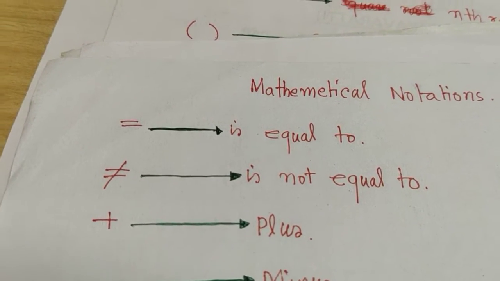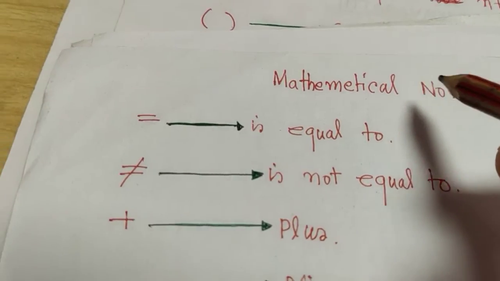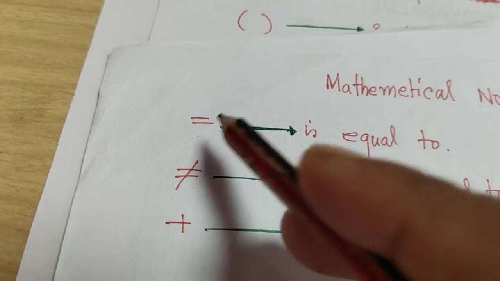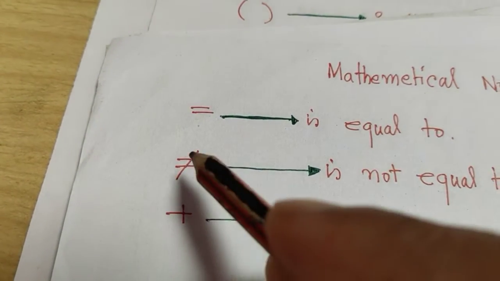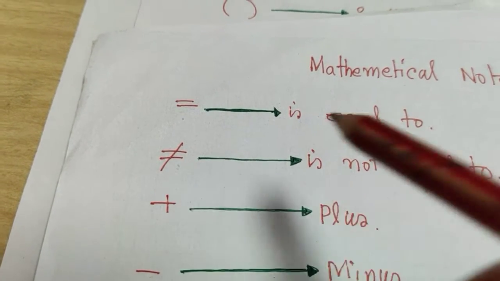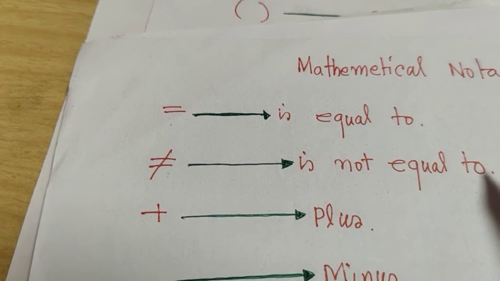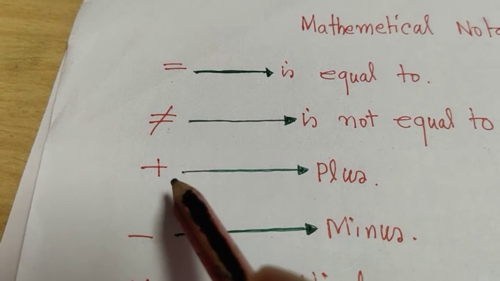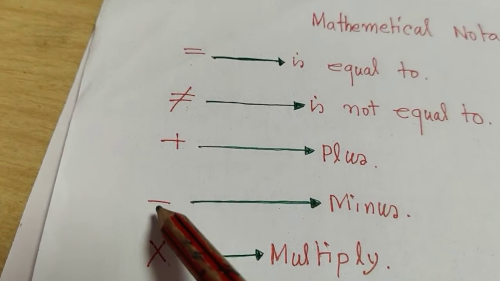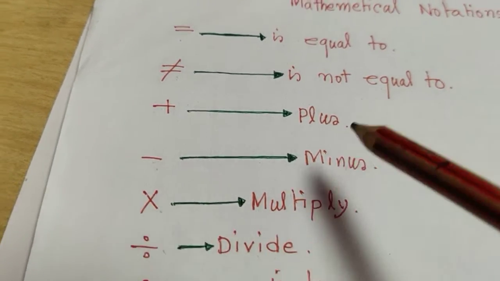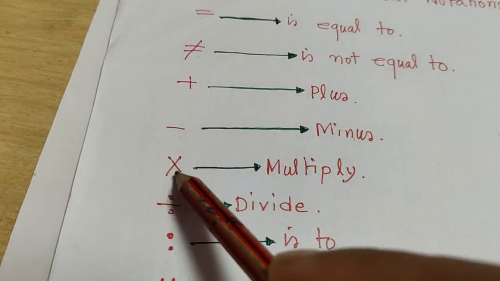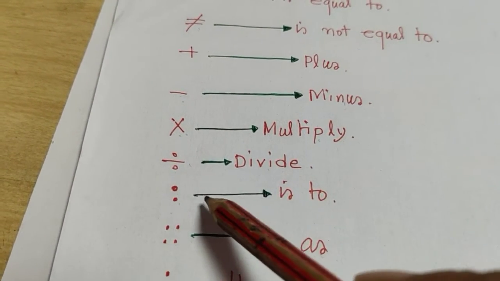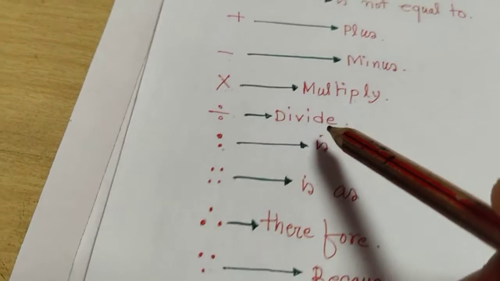Let's discuss some notation we use in mathematics. This notation stands for equal to. This notation stands for is not equal to. This notation stands for plus. This notation, minus. This notation, this is multiply. This notation, divide. This notation is "is to".